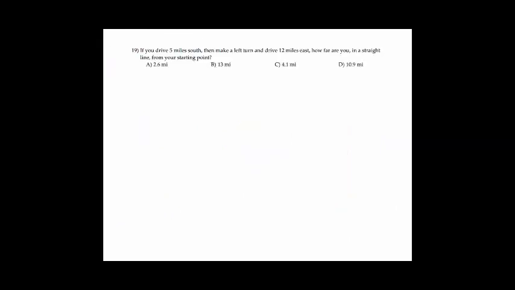If you drive 5 miles south, then make a left turn and drive 12 miles east, how far are you in a straight line from your starting point? Let's draw a picture here to help us visualize this. I'm going to start right here; that's my starting point. I drive 5 miles south, then make a left turn and drive 12 miles. Right here is going to be my stopping point.